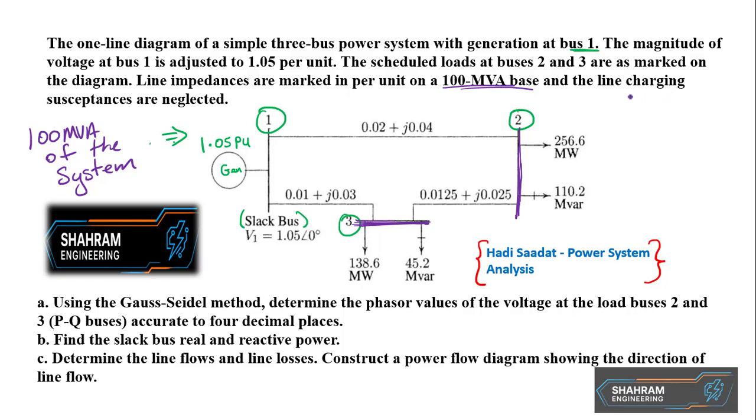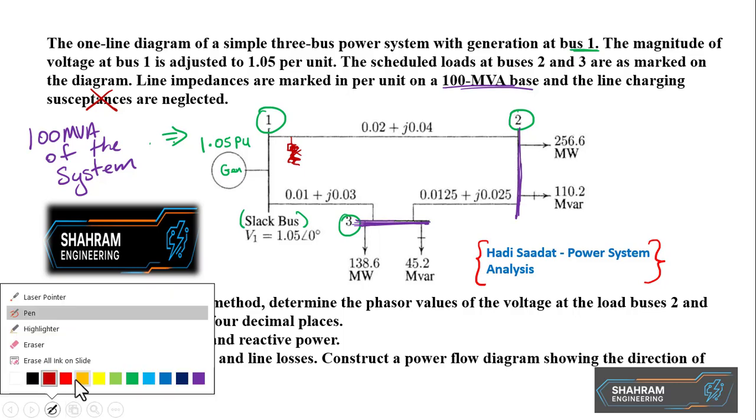And the line charging susceptances are neglected. So we don't have any susceptances here to ground. That means that this is a short line model where no susceptances are considered. So it's a simple short line transmission line model. Okay, let's continue with what it's asking.